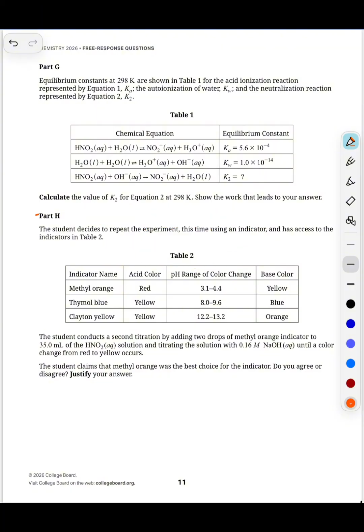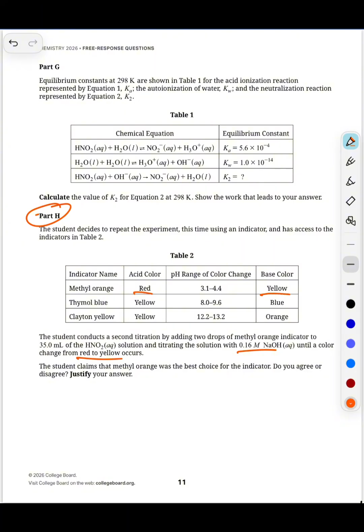Our last part here for this FRQ is going to be part H, where we have a data table with these different indicators and then the pH at which they change color. A student conducts a second titration, and they add 2 drops of the methyl orange indicator to our 35 milliliters of our HNO2. The titration is used with the same base with the same concentration, and then that methyl orange ends up turning from red to yellow. So it goes from acidic to then basic.